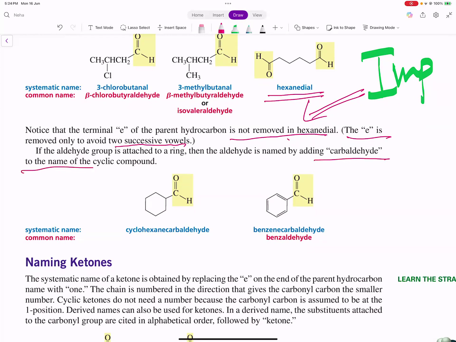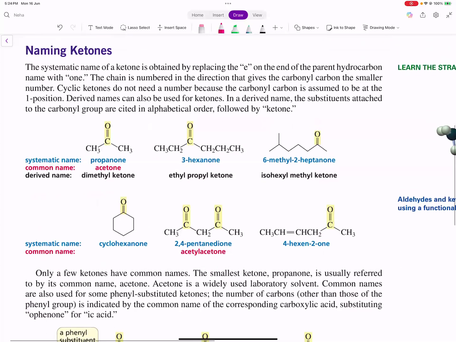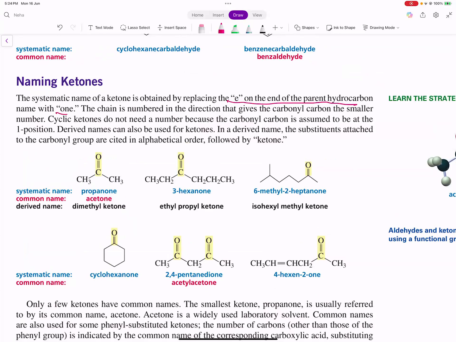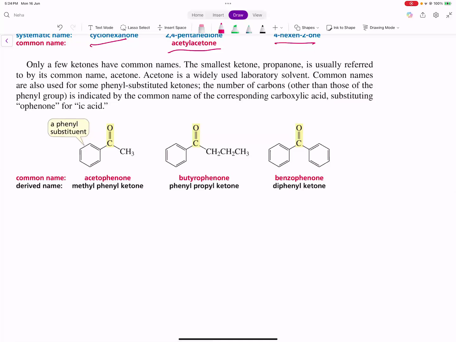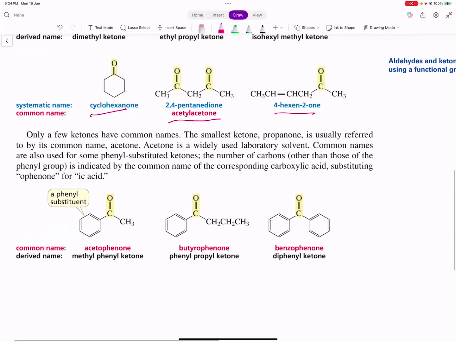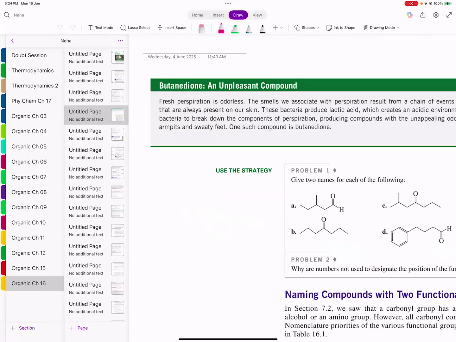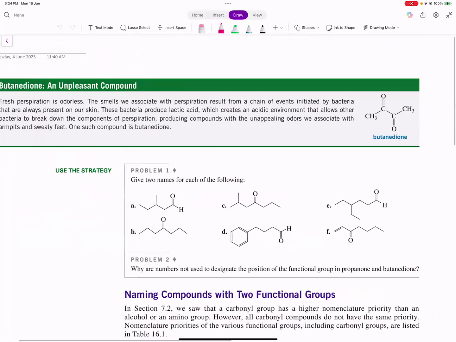And then the names of ketones: replacing the E on the end of the parent hydrocarbon with one. So if it is propane, it becomes propanone; 3-hexanone; 6-methyl-2-heptanone; cyclohexanone; 2,4-pentanedione. You can go through and look. Now I want to arrive at my favorite part.